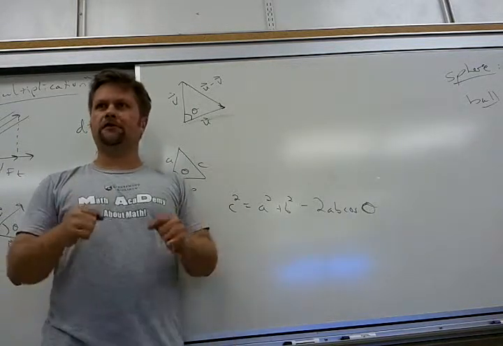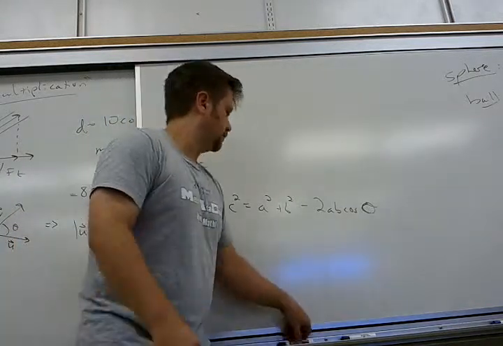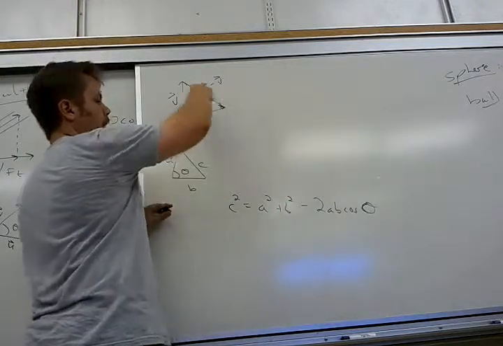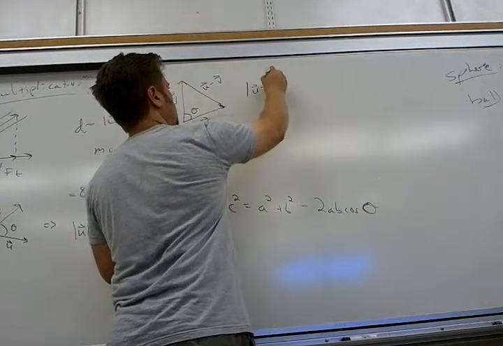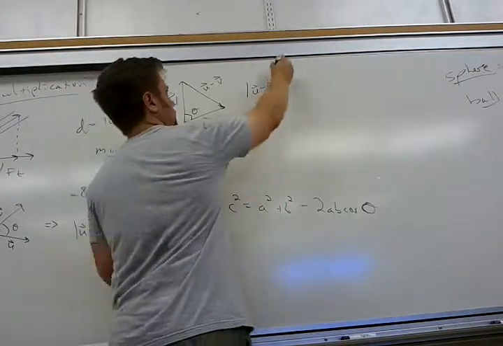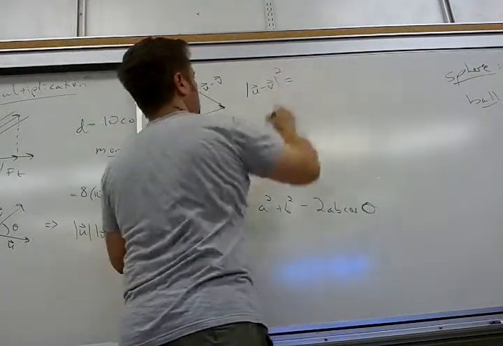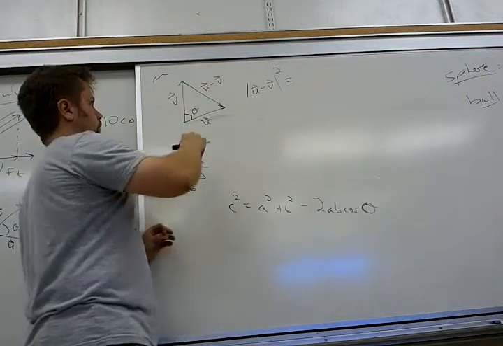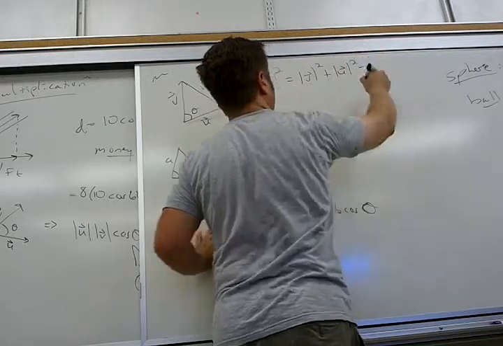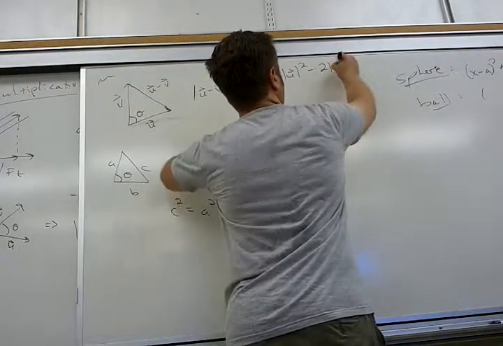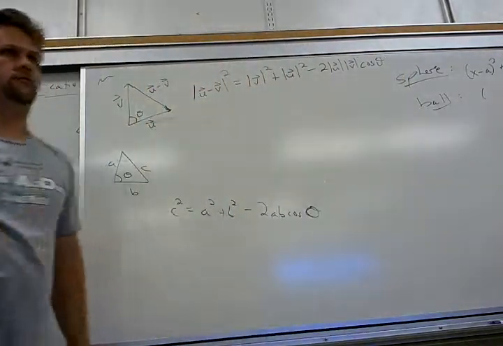I like this. Some of you guys are working feverishly, and the rest of you are like, I'll wait. So which side acts like C here? Yeah, U minus V. So we got the magnitude of U minus V, which is like C, squared, equals the magnitude of V squared plus the magnitude of U squared minus 2 times the magnitude of U and V times cosine. I like it. Cool.